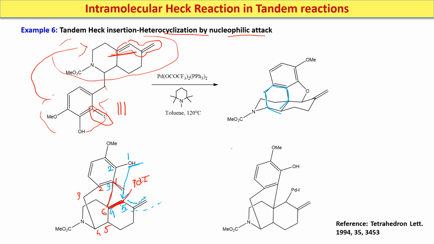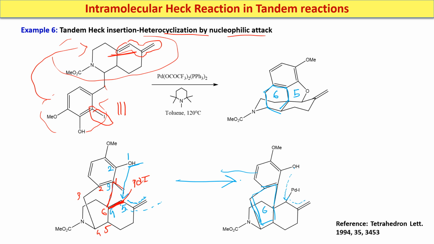So this is the first generated 6-member ring. After that, from this you can get this one. So this is the first generated 6-member ring. This is a 6-member ring. As you can see, if you follow the numbering, this is a 6-member ring. And after that, this OH, this is the allyl palladium species, and this oxygen will attack here, and we are getting this 5-member ring. So this is a 6-member ring, the first formed, and the second one is a 5-member ring.